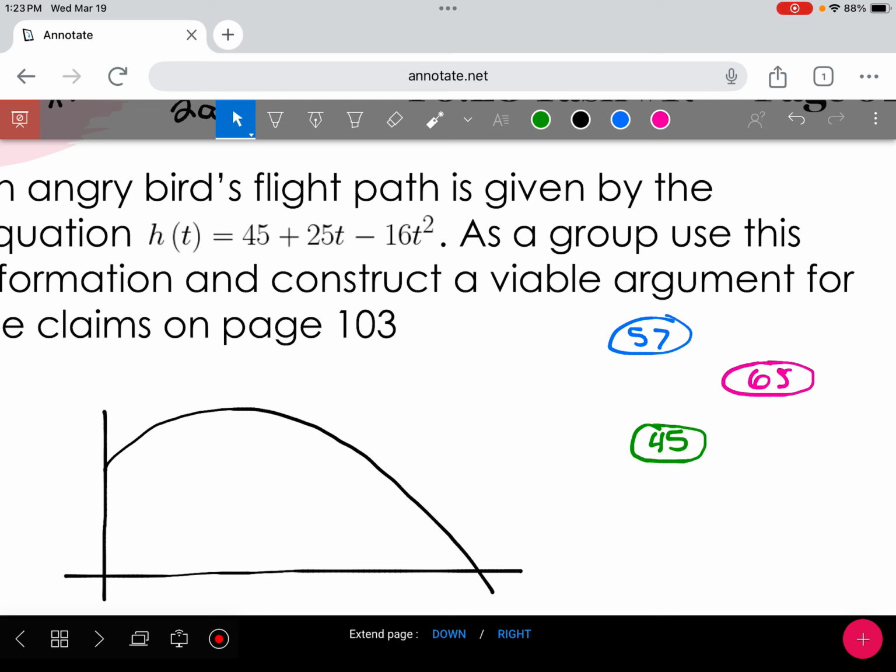What does that tell me when it comes to this? So we just straight up solve that and find our quadratic formula.